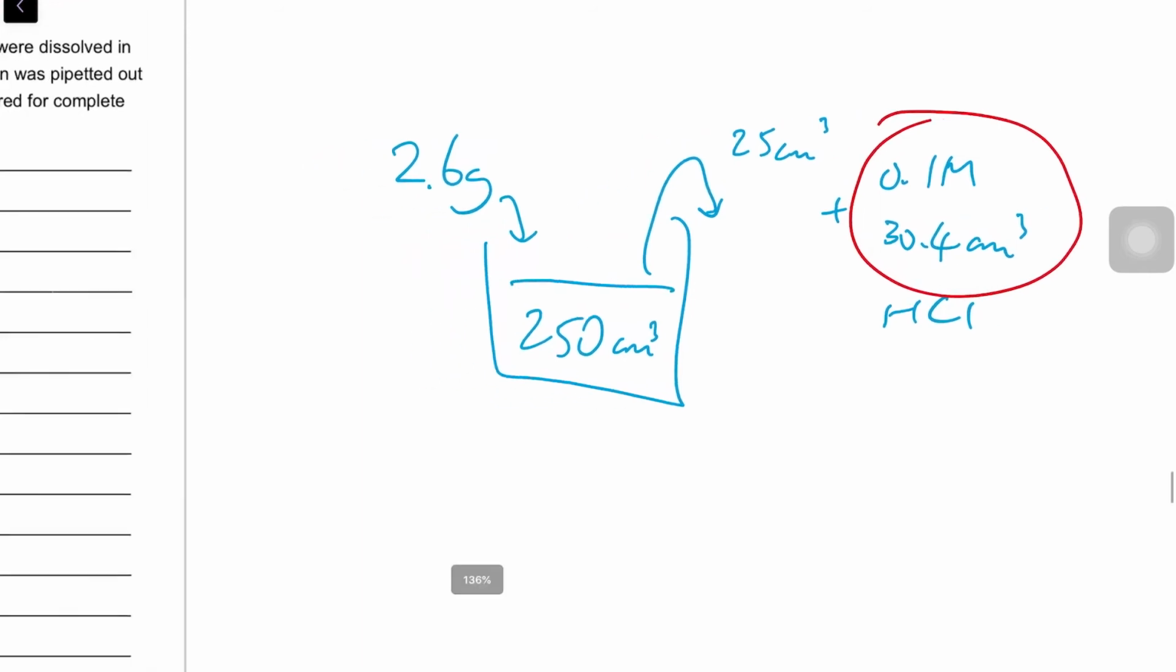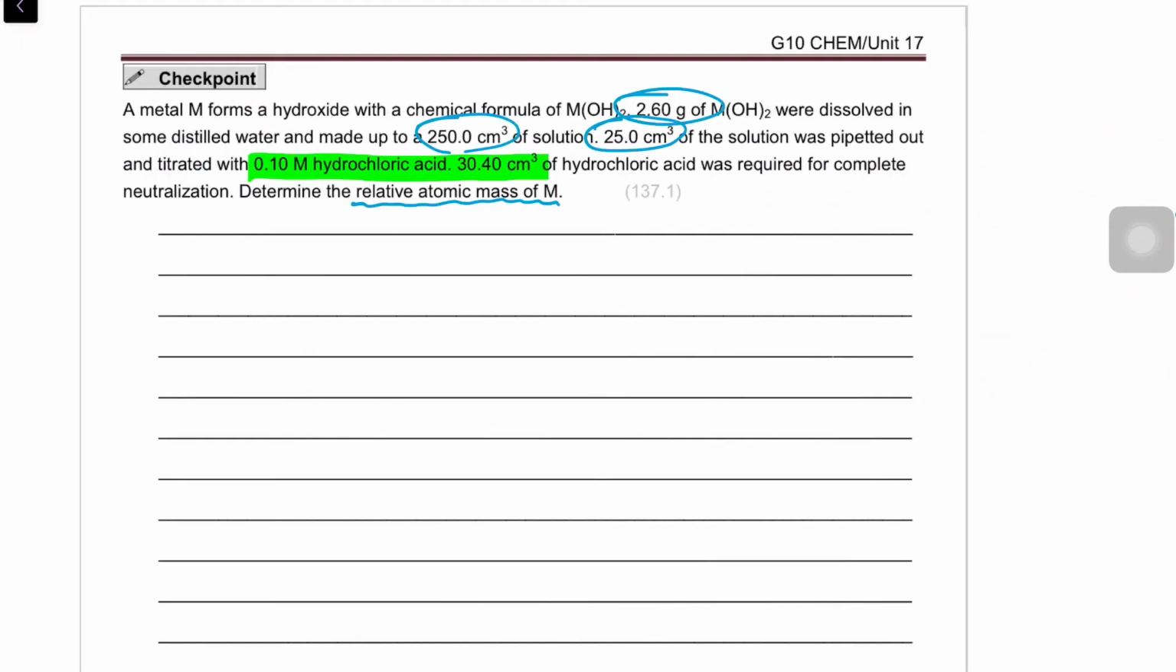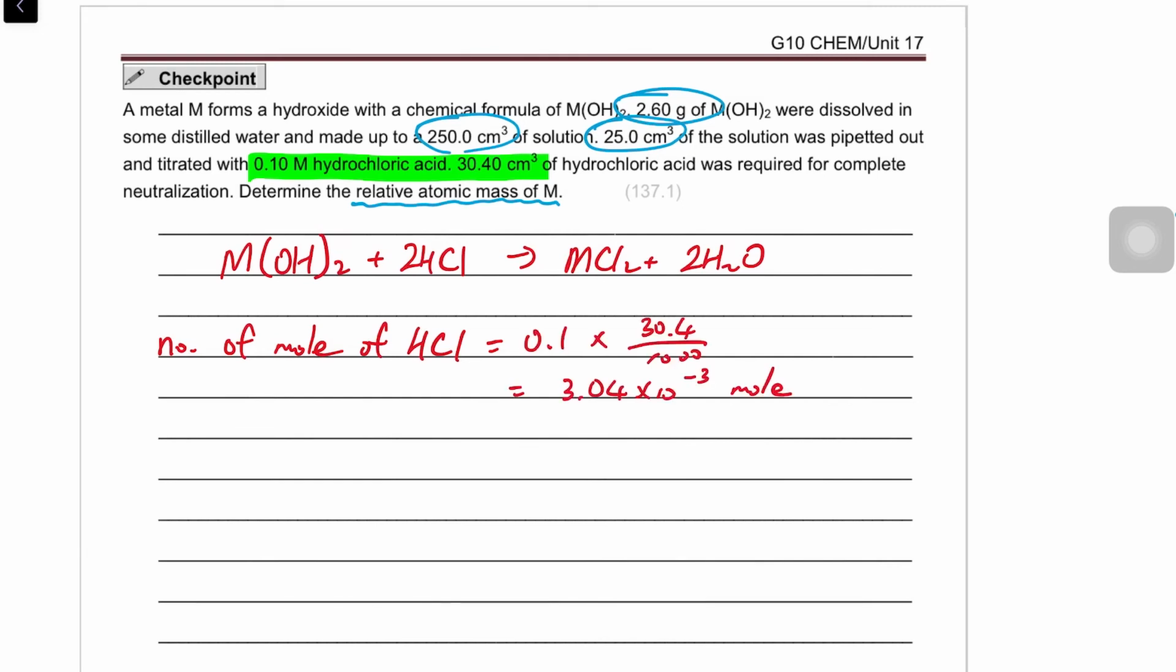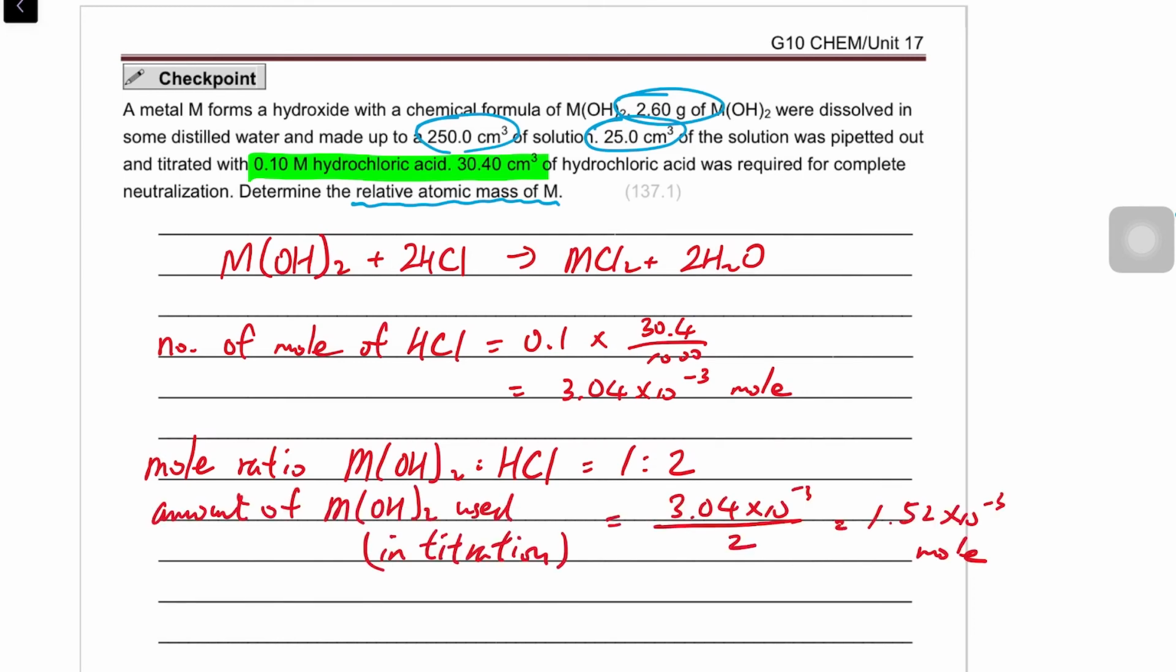of HCl first. But before everything, try to write down the equations like this. And number of mole of HCl equals to this amount. Next, the mole ratio between the metal hydroxide and hydrochloric acid is 1 to 2. So we can find out the number of mole of metal hydroxide used, and here shows.